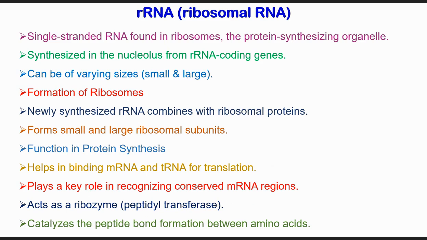Ribosomal RNA. It is a single-stranded RNA molecule found in cells that forms part of the protein-synthesizing organelle, the ribosome. It is synthesized inside the nucleus, particularly in the nucleolus, where rRNA coding genes are present. The synthesized rRNA can be of varying sizes, commonly distinguished as small and large. These newly synthesized rRNAs combine with ribosomal proteins and form the smaller subunits and larger subunits of ribosomes respectively.